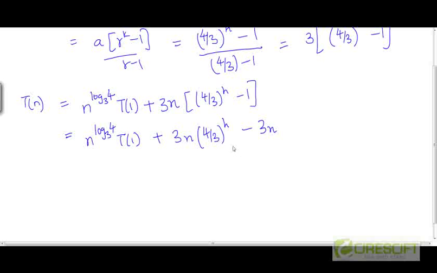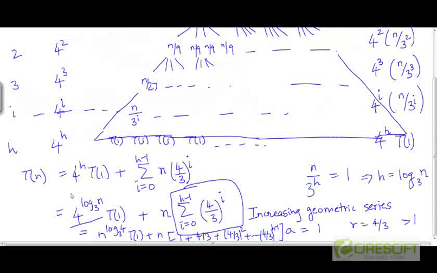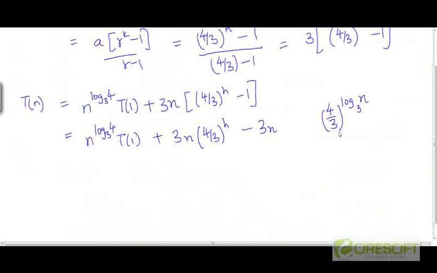Now what's (4 by 3) to the power h? We know that h is log of n base 3. We calculated h in terms of n. So we can again swap 4 by 3 with n and we get n to the power log of 4 by 3 base 3.